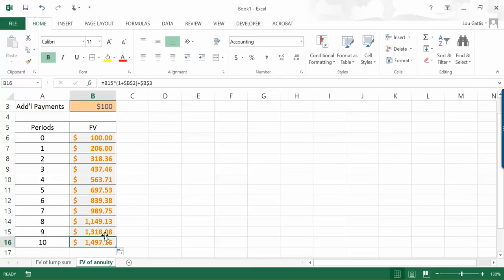And what you see is if you put $100 into an account today earning 6% and then put $100 per year for 10 years, you'll have $1,497 at the end of the period.